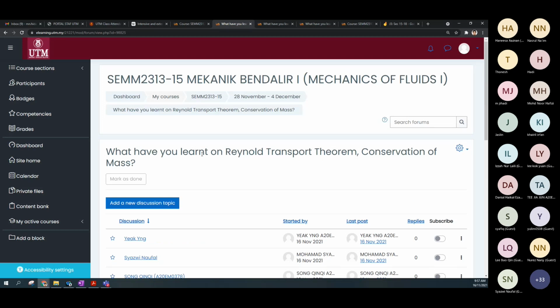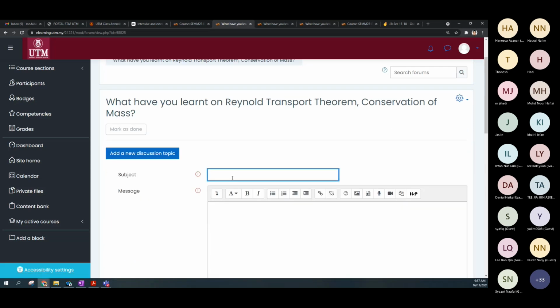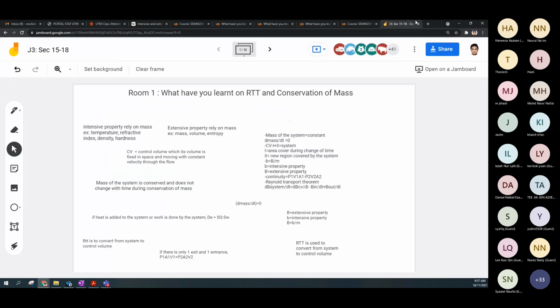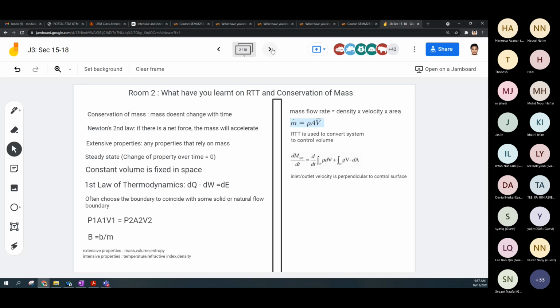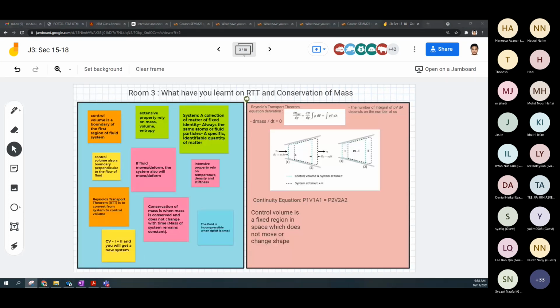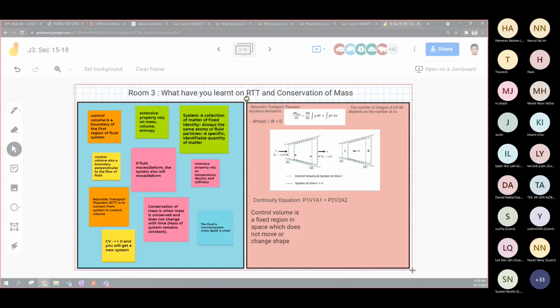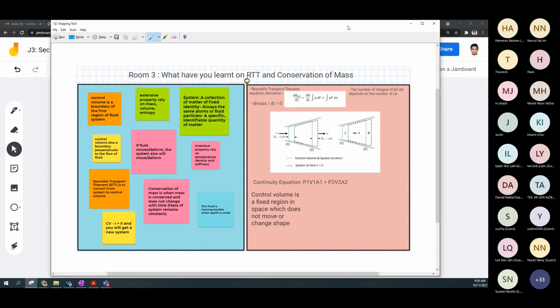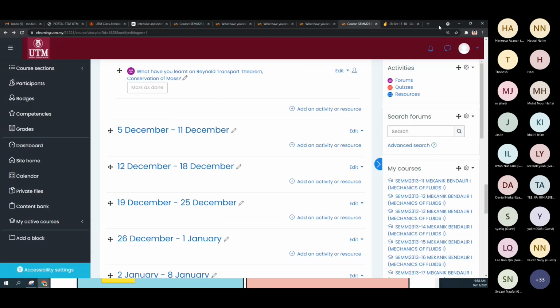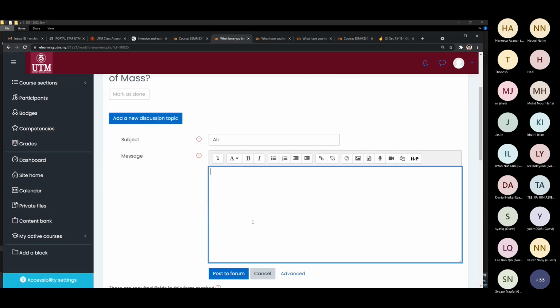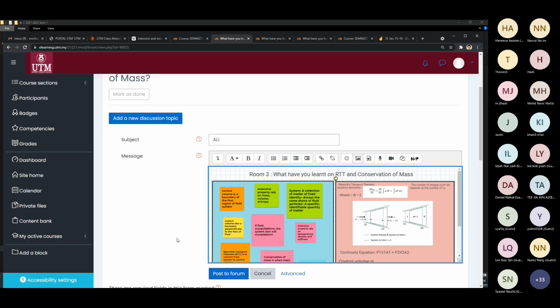Okay. If you think you are not done yet, add a new discussion. Your name, and the message here, please screenshot. Which room do you prefer? Maybe you want room number 3. Screenshot the room that you think you can understand, and then paste it here and post to the forum.